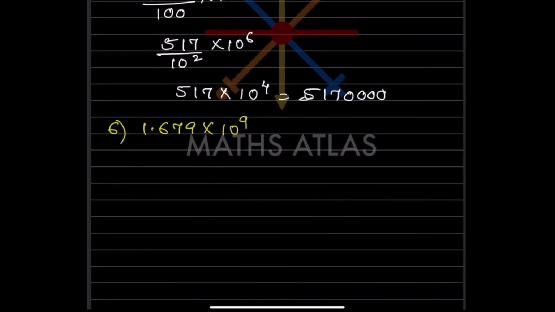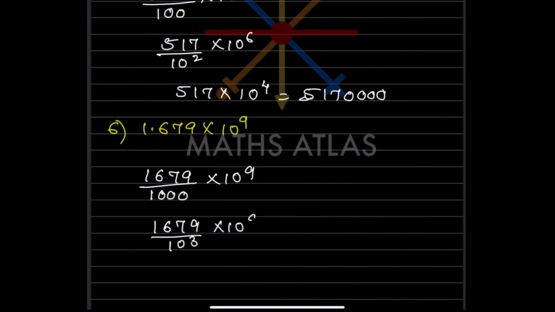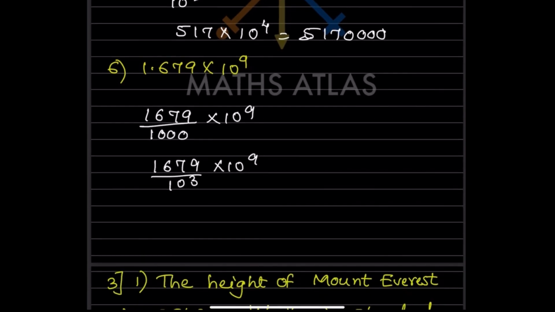Now next one. 1679 divided by, after the decimal there are 3 numbers, so you put 3 zeros, into 10 raised to 9. So this is 1679 divided by 10 raised to 3 into 10 raised to 9. That is 9 minus 3, which is 10 raised to 6. So that is going to be 1679 into 1, 2, 3, 4, 5, 6 zeros.